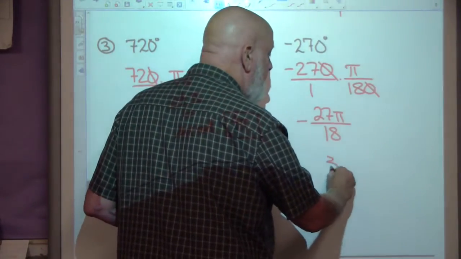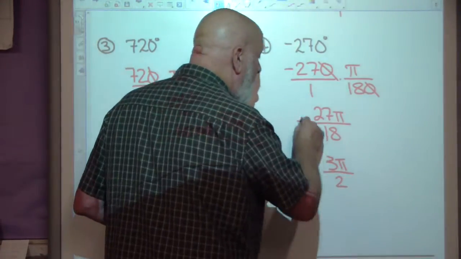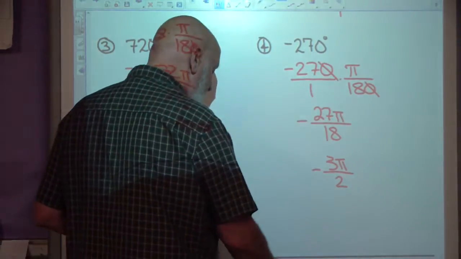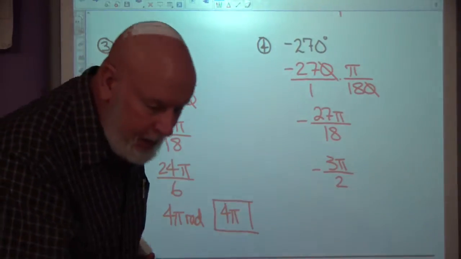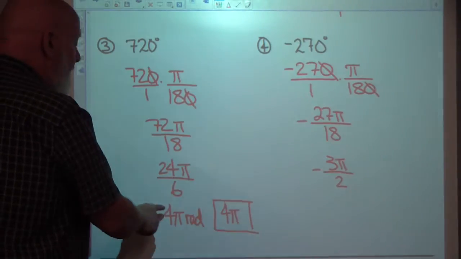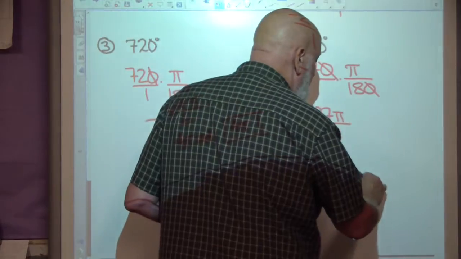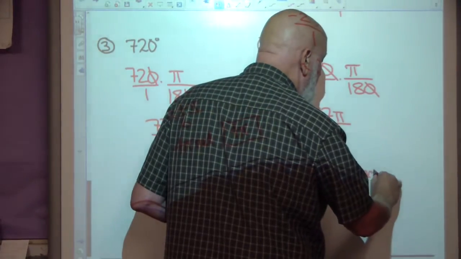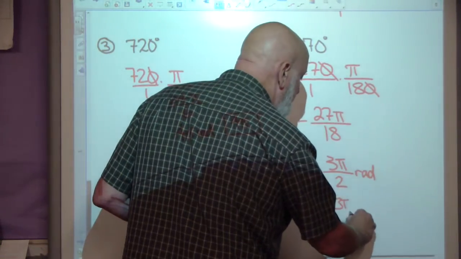27 divided by 9 is 3. 18 divided by 9 is 2. And that will stay negative. So negative 3 pi over 2 is negative 270 degrees. Let's check that, make sure that's right. Yep. And 720 is 4 pi. So yay. And this is radians. A lot of times you'll just see people leave off the rads.